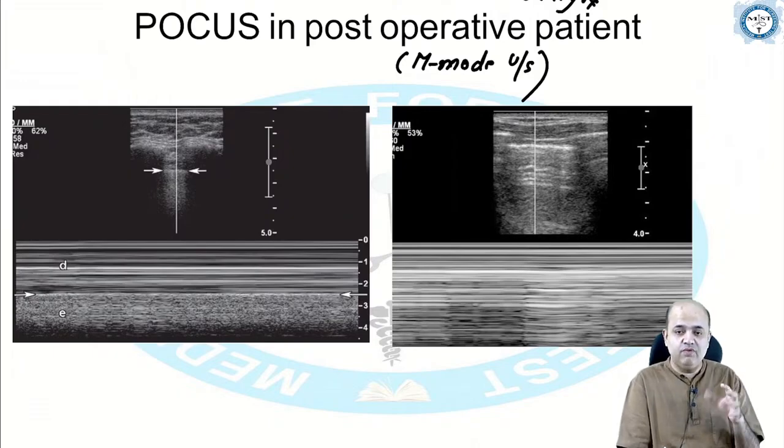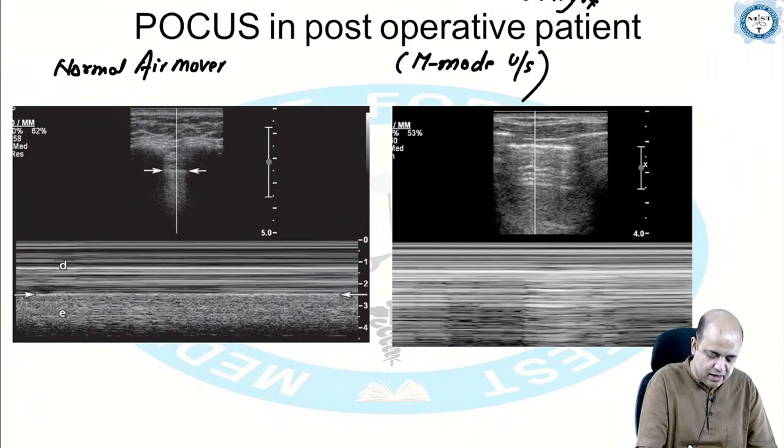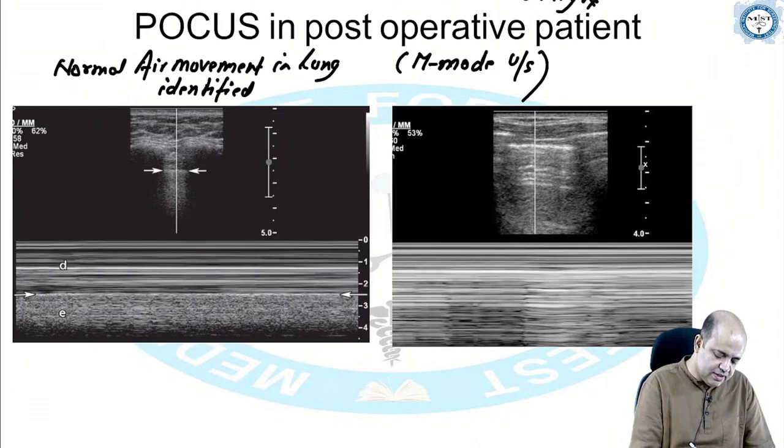We want to look whether we can identify the normal movement of air in the lungs. If we can identify normal air movement in the lung, then what is this sign called? This is called the seashore sign.